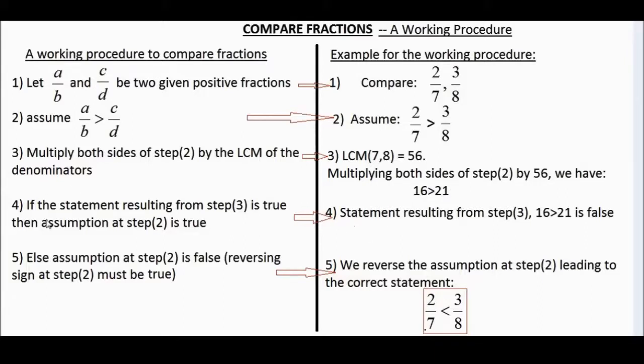So if the statement resulting from step 3 is true, then the assumption at step 2 must be true. But the statement resulting from step 3 is a false statement. 16 is larger than 21 is a false statement. So the original assumption must be false. This is not the correct sign connecting these two fractions. It must be reversed. So the correct statement is 2 by 7 is less than 3 by 8.